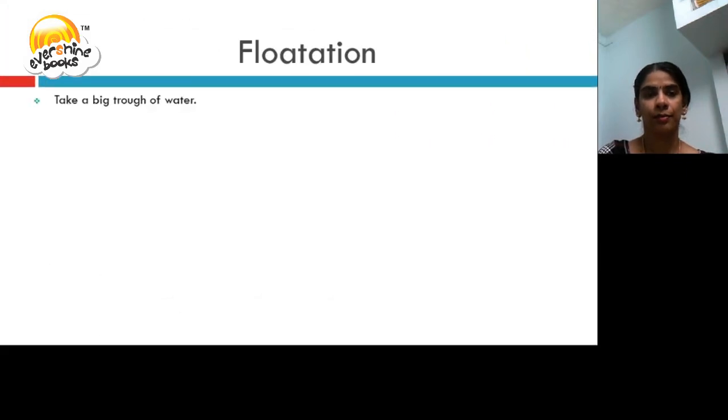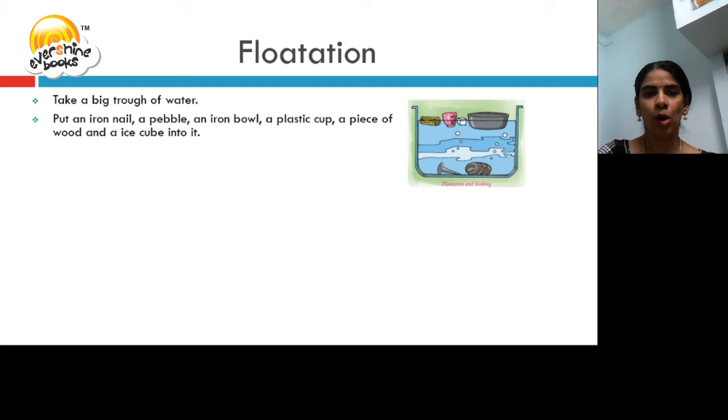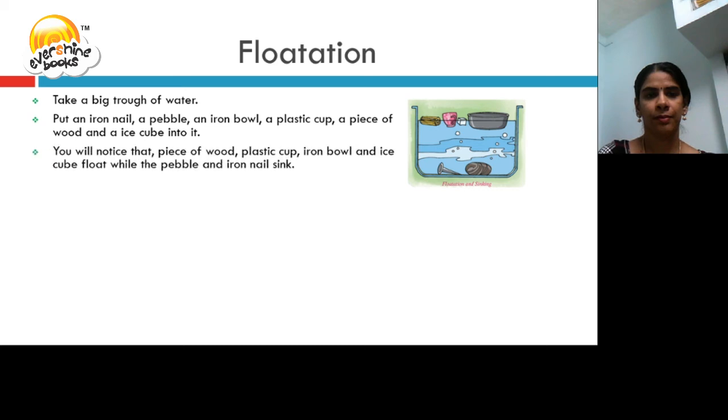Floatation. Take a big trough of water. Put an iron nail, a pebble, an iron bowl, a plastic cup, a piece of wood, and an ice cube into it. You will notice that the piece of wood, plastic cup, ice cubes, and iron bowl float, while the pebble and the iron nail will sink at the bottom.